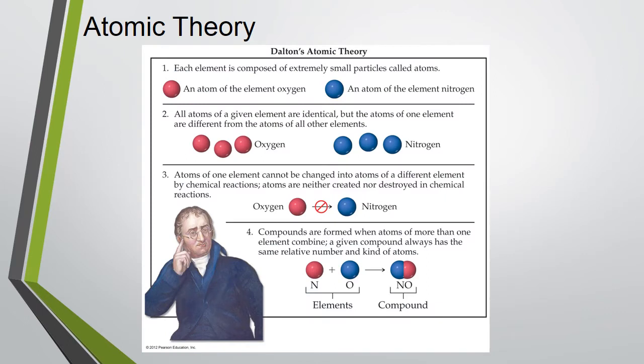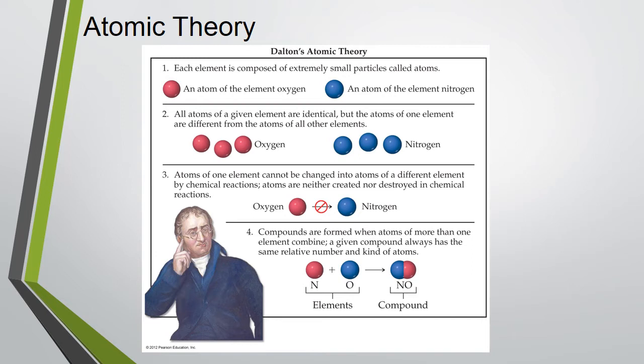So, beginning with John Dalton's atomic theory, we have that each of the 4 parts of his atomic theory is broken down this way. Each element is composed of extremely small particles called atoms, which sounds familiar. An atom of an element of oxygen we have there, and an atom of nitrogen.